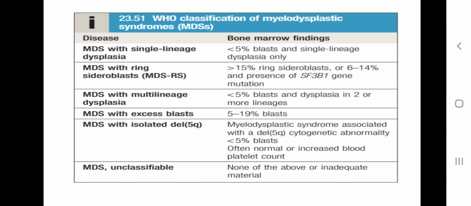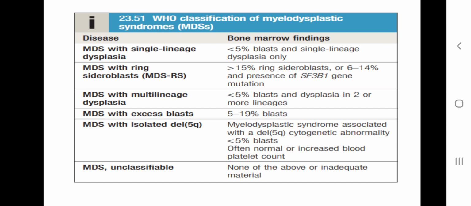The third one is MDS with multi-lineage dysplasia, where you have less than 5% blasts and dysplasia in 2 or more lineages. The first one had dysplasia in only one lineage; here you have 2 or more lineages. The fourth one is MDS with excess blasts, with 5 to 19% blasts in the bone marrow. With 20% or more, it is classified as leukemia. That's why this is called a pre-leukemic condition which can progress to AML.